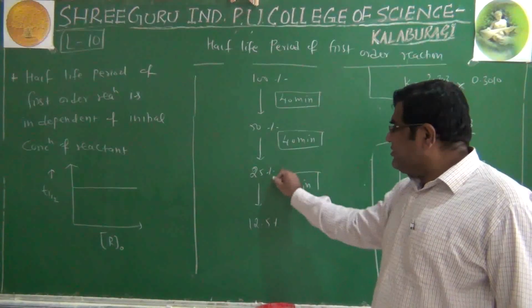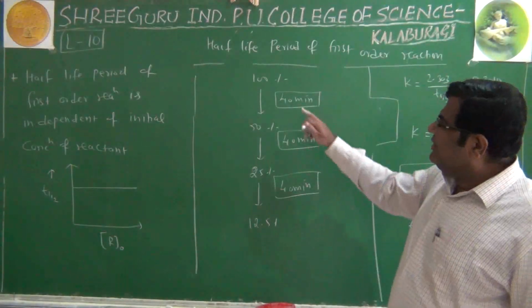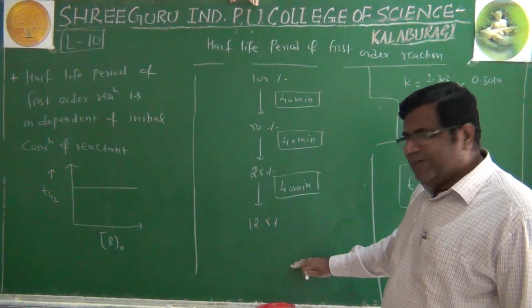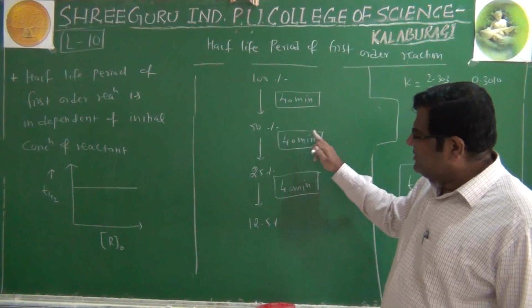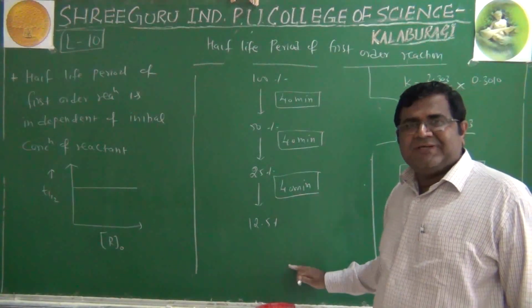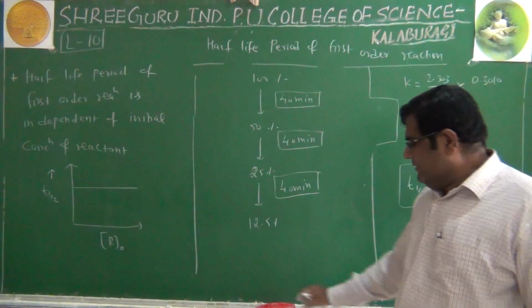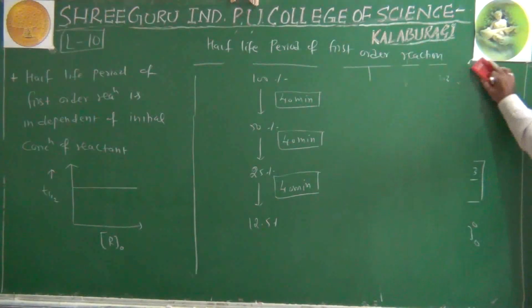So this is the distinction between zero order reaction and first order reaction. In zero order reaction it was 40 minutes, 20 minutes, 10 minutes, 5 minutes. But for first order reaction, it is 40 minutes, 40 minutes, 40 minutes and 40 minutes, like that. So this is one of the important differences between the zero order reaction and the first order reaction.